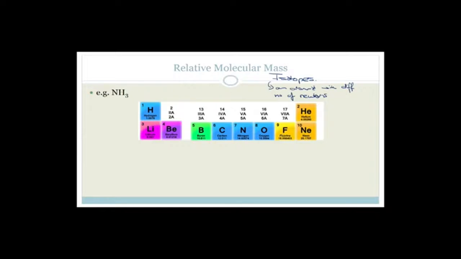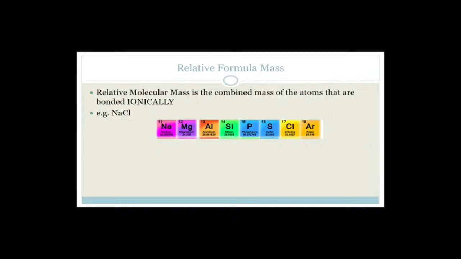and we will do calculations on that when we go through stoichiometry. But at the moment, you can just see that these are the average or relative atomic masses. So when we use relative molecular mass, we're finding the relative atomic mass of a molecule. We've got nitrogen, which is 14.00674, which we tend to use as 14, plus 3 times hydrogen, which is 1, which is 17. So the relative molecular mass of ammonia is 17.